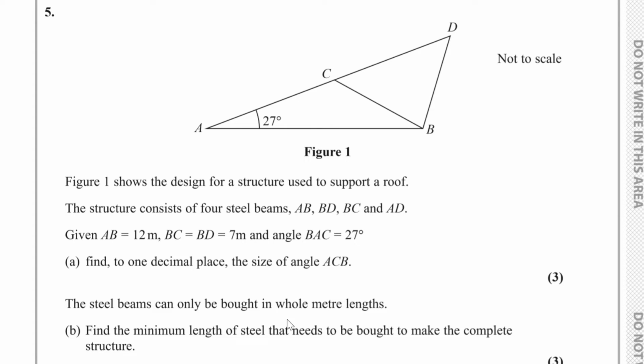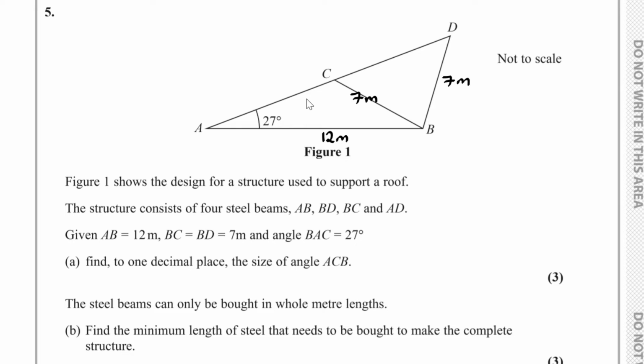Question number 5. Figure 1 shows the design for a structure used to support a roof. The structure consists of 4 steel beams AB, BD, BC and AD, and we're given that AB is equal to 12 meters. Let's just add this into the diagram. We have BC and BD, which are both equal to 7 meters. So here we have 7 meters, and here we also have 7 meters, and we have the angle BAC, which is 27 degrees, and we have to find to one decimal place the size of the angle ACB, which is this angle here.